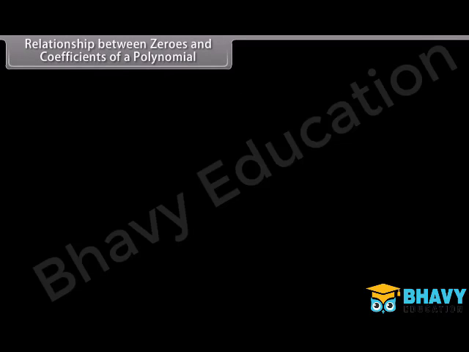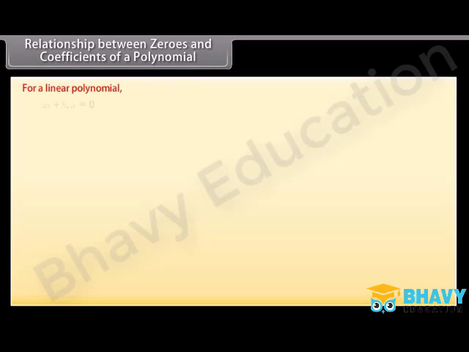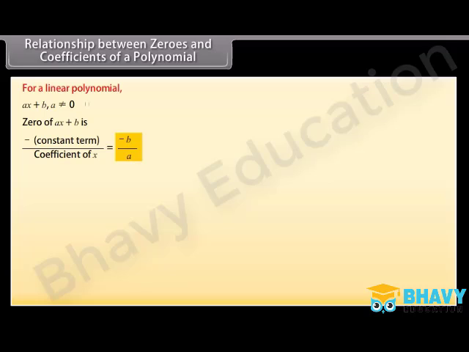Relationship between zeros and coefficients of a polynomial. For a linear polynomial ax plus b, a is not equal to 0, the 0 of ax plus b is minus constant term upon coefficient of x, which equals minus b upon a. For example, the 0 of 2x plus 3 is minus 3 upon 2.